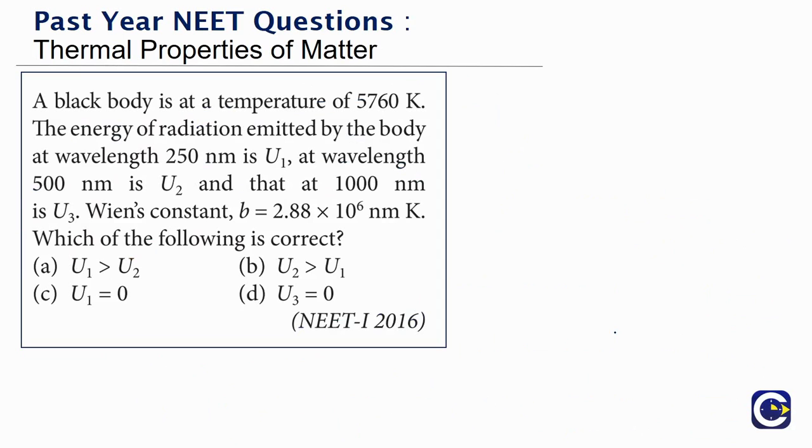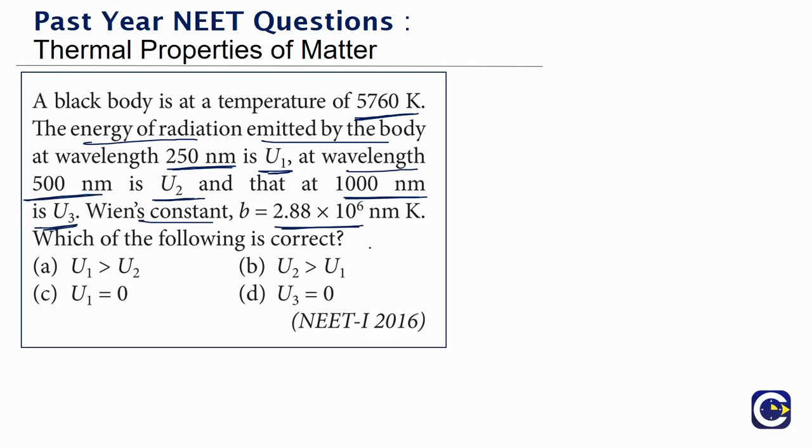Next we have another theoretical question. This is based on Wien's displacement law. This has come in the year 2016, paper 1. A black body is at a temperature 5760 Kelvin. This is the temperature of the black body. The energy of the radiation emitted by the body at wavelength 250 nanometer is U1. Wavelength 500 nanometer is U2. Wavelength 1000 nanometer is U3.